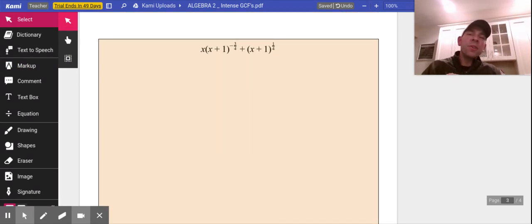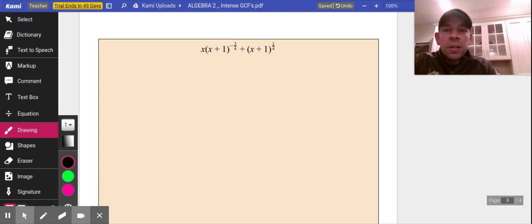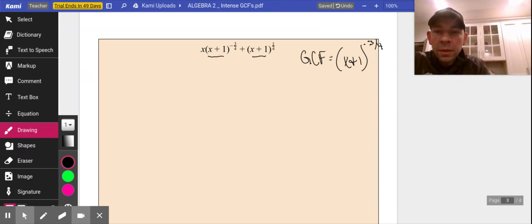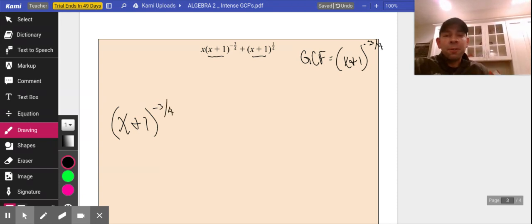All right, so here's a problem that gets as hard as we can probably make it. So the GCF is going to be this quantity x plus 1. The only question left is what is the exponent on that quantity? So if you analyze those exponents, the smaller of the two is going to be that negative 3/4, right? So there's your GCF. We're going to factor it out. We're going to divide it out. Anytime we say factor it out, think to yourself, divide it out.